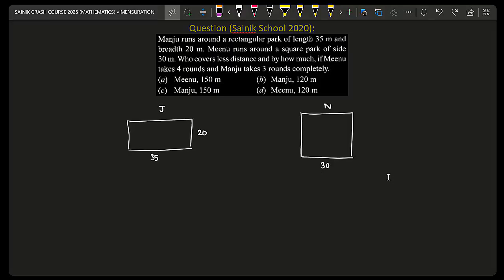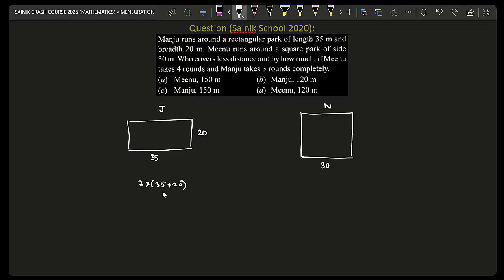Sir, 2 into 35 plus 20. Is it nothing but the perimeter you have to find? Yes, sir. What is the perimeter of a rectangle? Sir, the perimeter of a rectangle is... Manaswini, the formula for perimeter of a rectangle. Sir, 2 into L plus B. Yes, 2 into length is 35 and breadth is 20. This is for one round, okay?